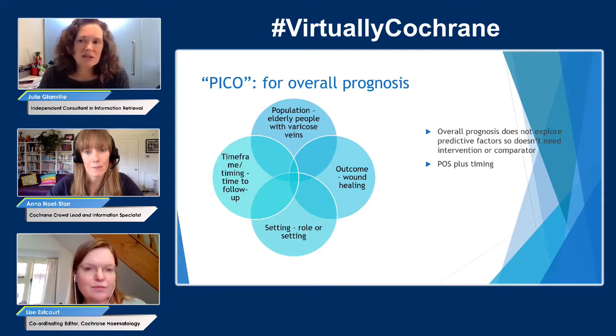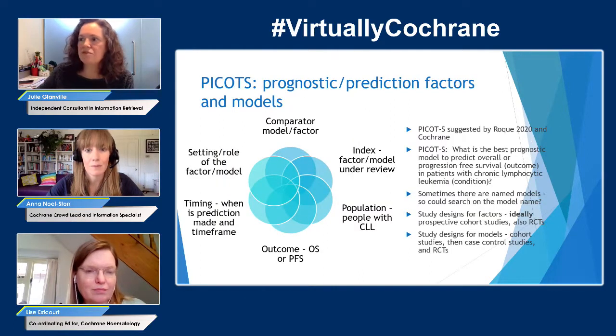The outcome is the healing of those varicose veins. You would also be looking for information on the setting and then the time frame, the time to follow up. So the PICO for overall prognosis might be different to the PICO for prognostic prediction factors reviews and models reviews. So this is much more complicated. There's a lot more going on in terms of the number of concepts involved.